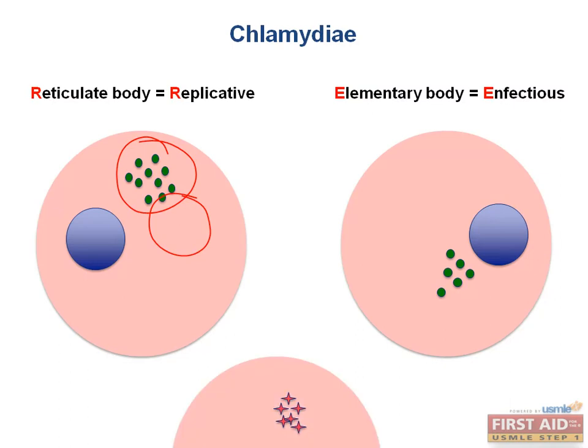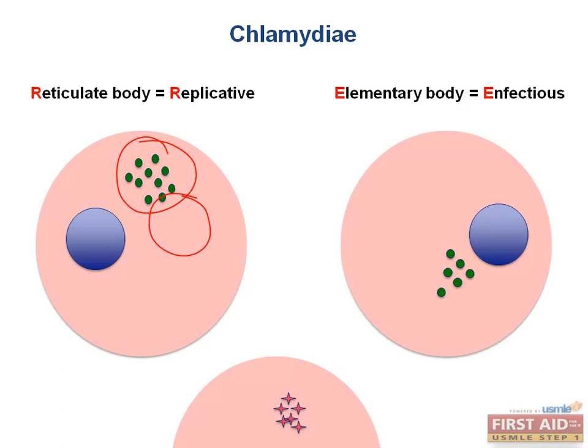Once there are enough reticulate bodies to sustain production, intracellular elementary bodies are made that can be extruded from the host cell, starting the cycle all over again. So, which form would you see in cytoplasmic inclusions in tissue culture cells infected with a sample from the patient? The correct answer is reticulate bodies.